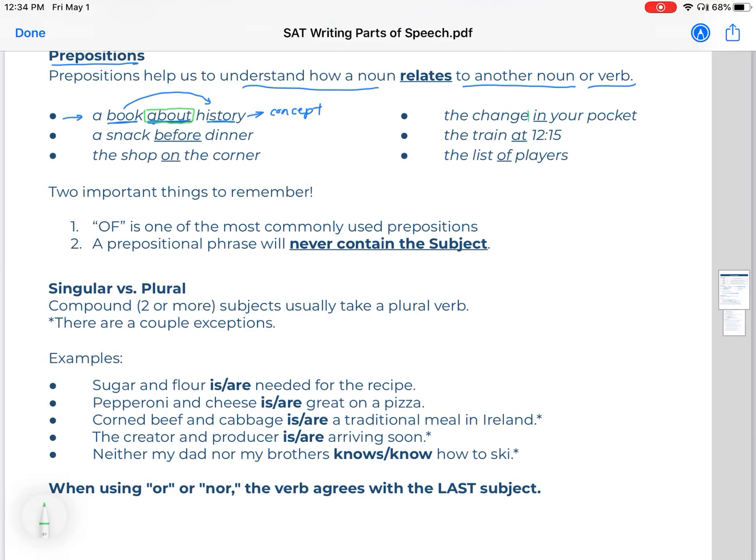Looking at the other examples, it's always the same idea, right? These prepositions connect our nouns for us. So if I say the snack before dinner, well, it tells us when the snack is eaten in relationship to dinner. The shop on the corner, the change in your pocket, the train at 12:15, and the list of players. Right? So the purpose of this is to help everyone identify when do you see a preposition, right? How to help identify a preposition in a sentence. It's going to be the word that connects or relates to nouns or a verb.